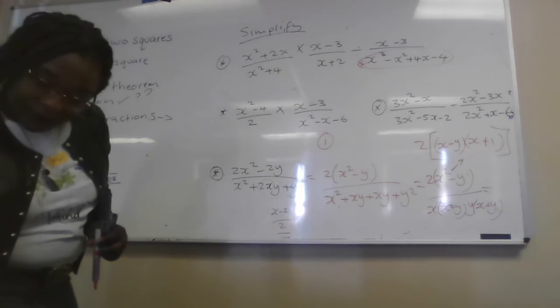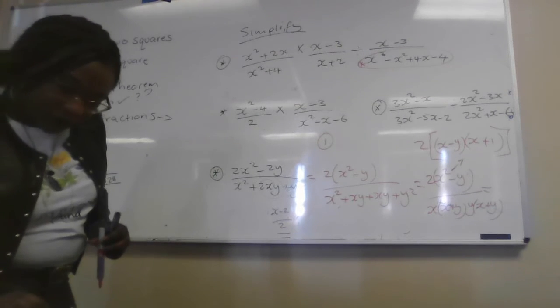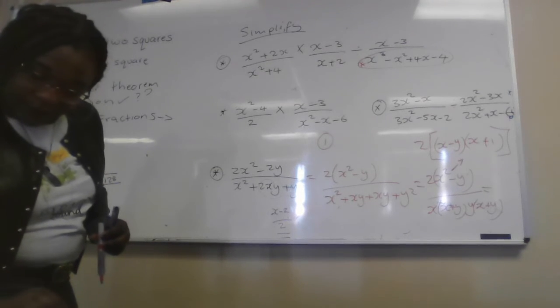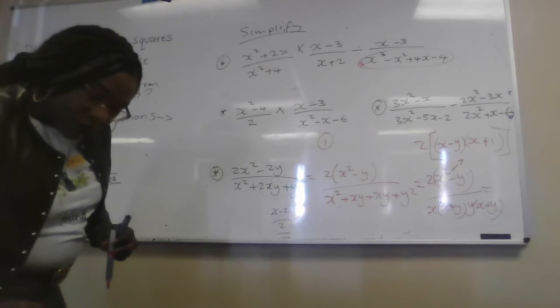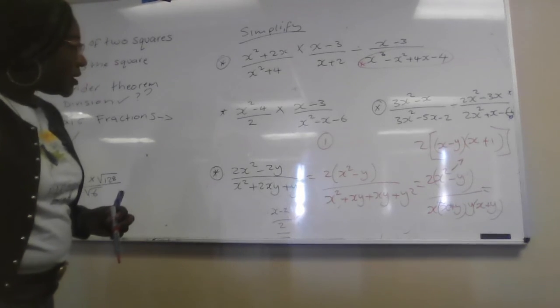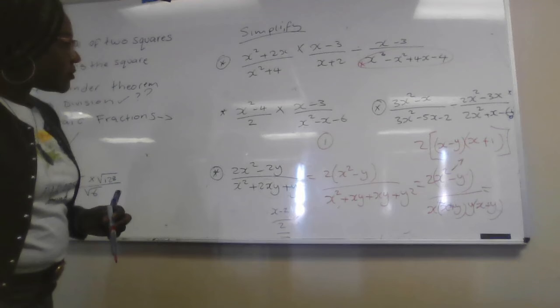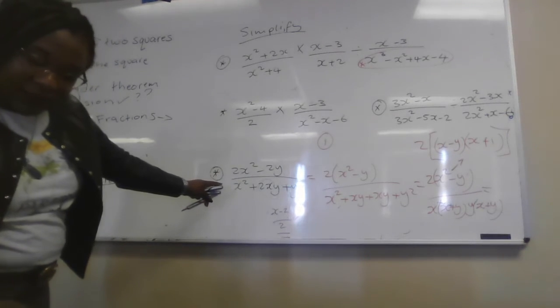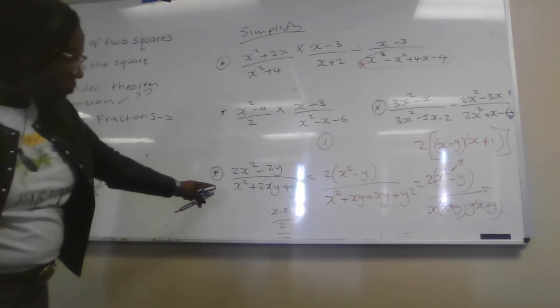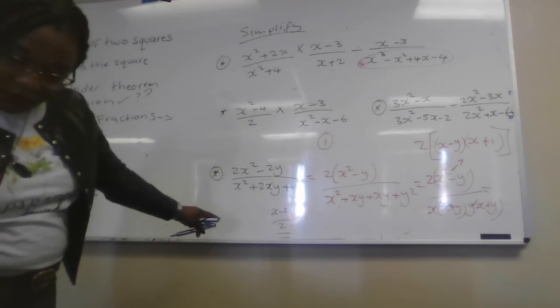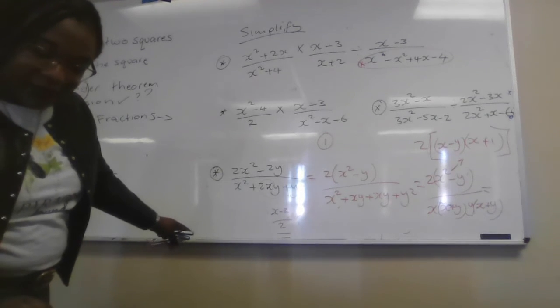X squared minus 4. Let me just see. Yeah, it is x squared minus 4 over 2. Which one are we doing? We're doing this one. Oh, I'm looking at the other one. Where did I take this? 2x squared minus 2. I'm thinking I messed up with a sign, but I don't see it.